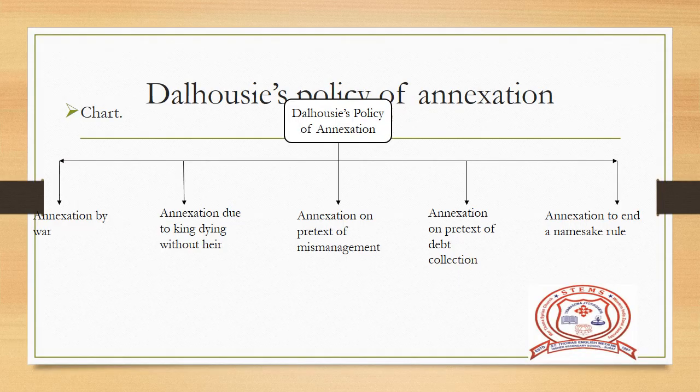Now we learn Dalhousie's policy of annexation. Dalhousie adopted different policies for the expansion of British imperialism in India. He adopted 5 policies of annexation. First one, annexation by war. Second one, annexation due to doctrine of lapse.